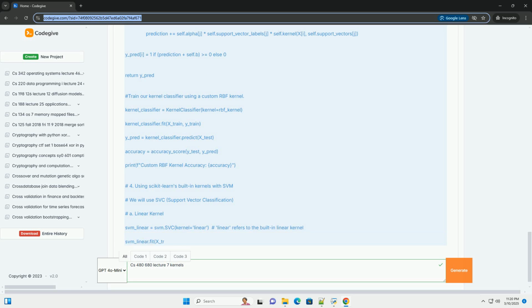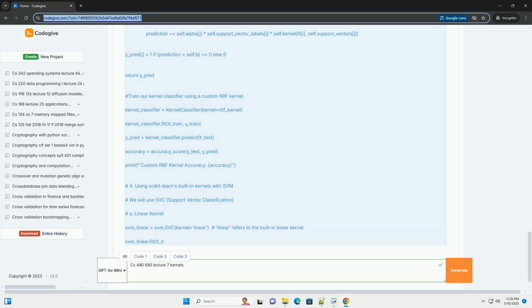2. Data splitting. We split the data into training and testing sets using train_test_split. 3. Data scaling. Scaling the data using StandardScaler is crucial, especially for kernels like RBF, as it prevents features with larger ranges from dominating the distance calculations. 4. Kernel functions. We define 3 common kernel functions: linear_kernel, polynomial_kernel, and rbf_kernel using NumPy for numerical operations.